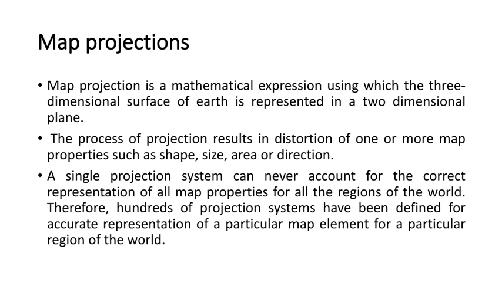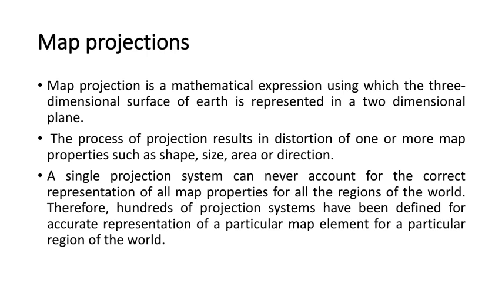So that is the GIS operations. Now we are moving on to the next topic, that is map projections. Okay, so map projection is a method, a mathematical procedure or expression using which the three-dimensional surface of the earth can be represented in a 2D plane. So the process of projection results in distortion of one or more map properties like shape, size, area or direction, because we are actually converting a 3D surface and we are representing it on a 2D. So always there will be some sort of distortion in the form of shape, size, area or direction.